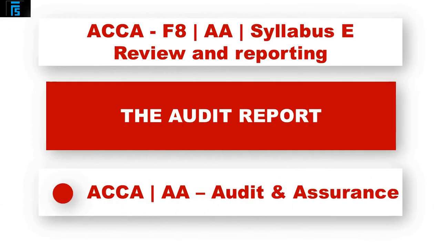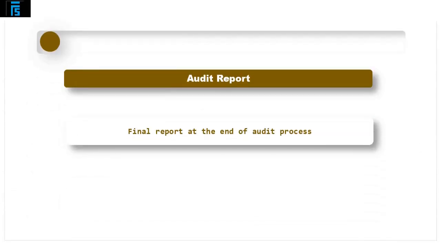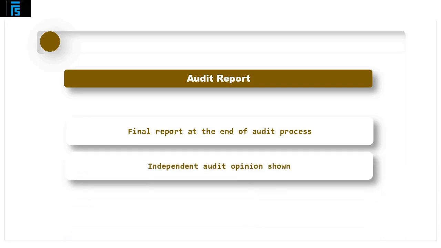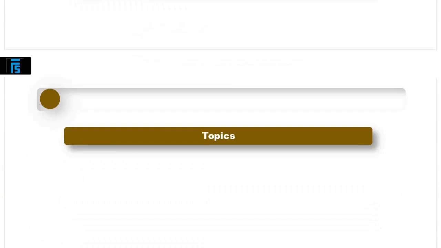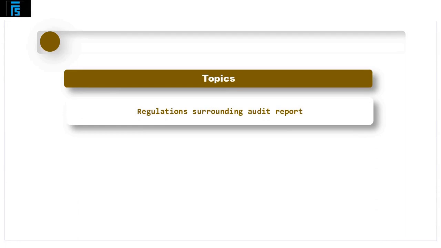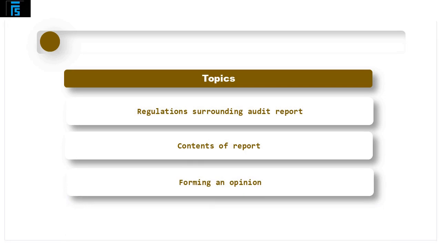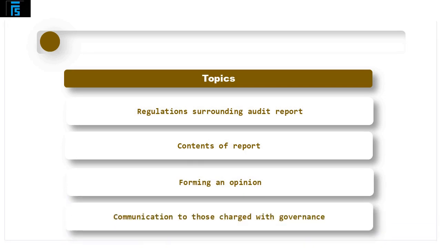This video is going to cover the topic of the audit report. The audit report is the final report at the end of the audit process that is communicated to management and the shareholders of the entity. It is within the audit report that the independent audit opinion is shown. In this video we will be covering the following topics: regulations surrounding the audit report, the contents of the report, forming an opinion, and communicating to those charged with governance.